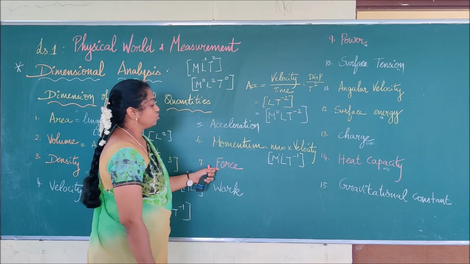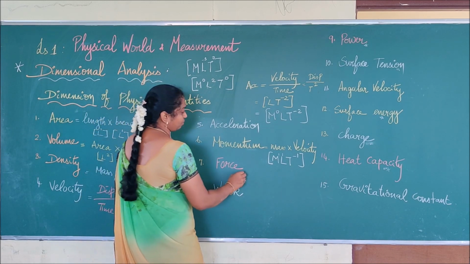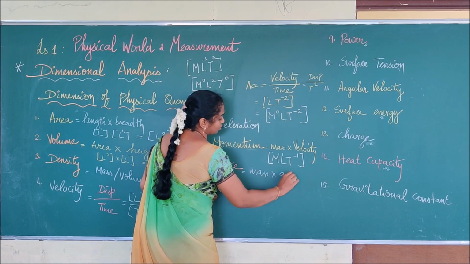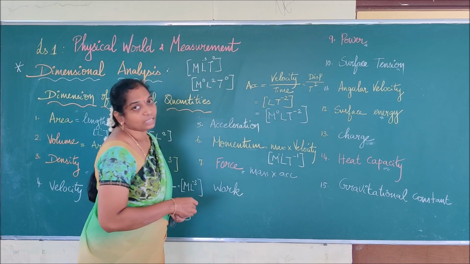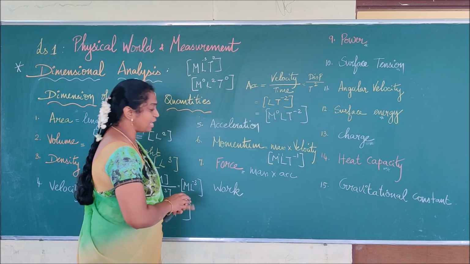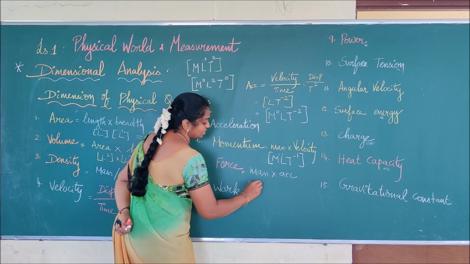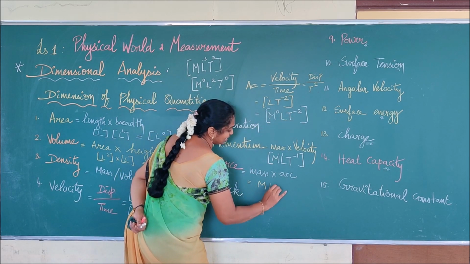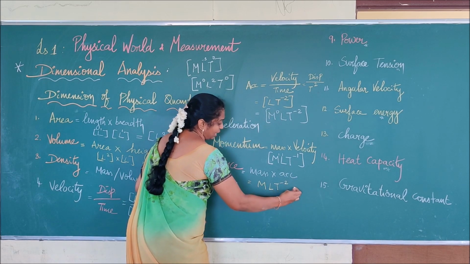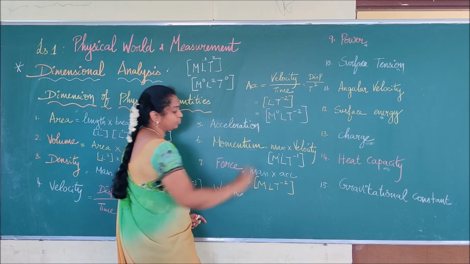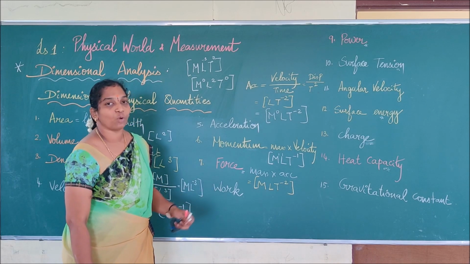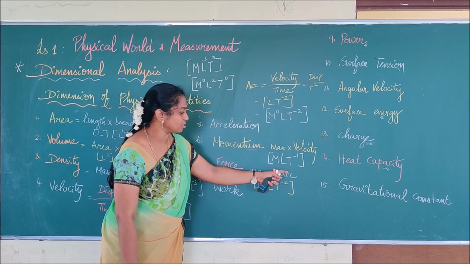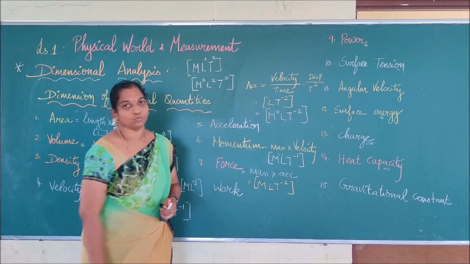Right? Then force. What is the force formula? Force is equal to mass into acceleration. What is the dimensional value of mass? Yes, it is M. What is the acceleration dimension value? It is L T power minus 2. So that is the dimension value for force. Mass into acceleration: mass is M, acceleration is L T power minus 2. Is it right?